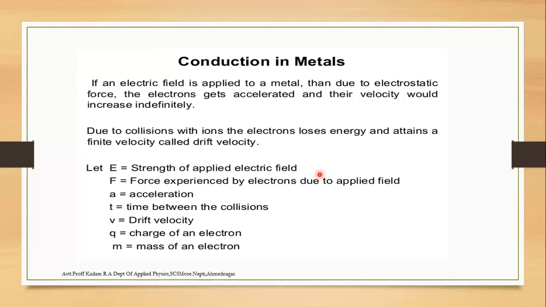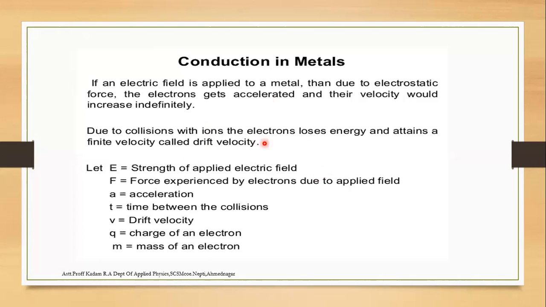Drift velocity means that when the electron collides with the ions, it loses energy. At that time it attains a finite velocity, and that finite velocity is called the drift velocity.